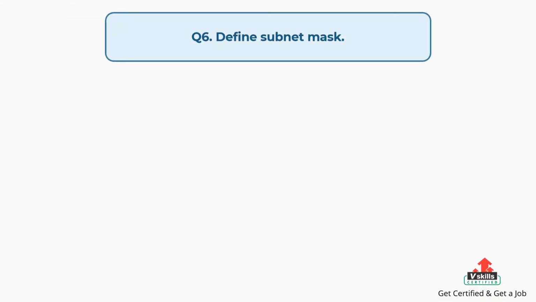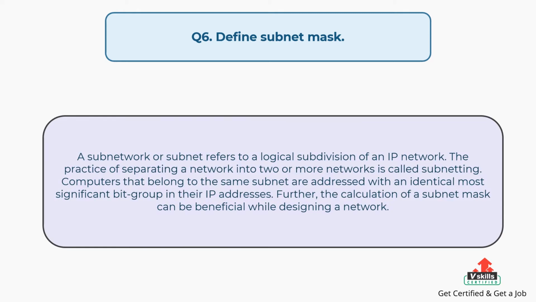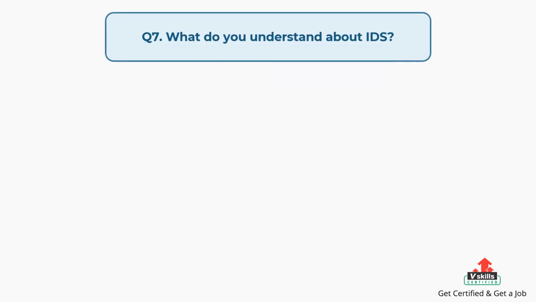The answer is, a subnetwork or subnet refers to a logical subdivision of an IP network. The practice of separating a network into two or more networks is called subnetting. Computers that belong to the same subnet are addressed with an identical most significant bit group in their IP addresses. Further, the calculation of a subnet mask can be beneficial while designing a network. Question number 7. What do you understand about IDS?